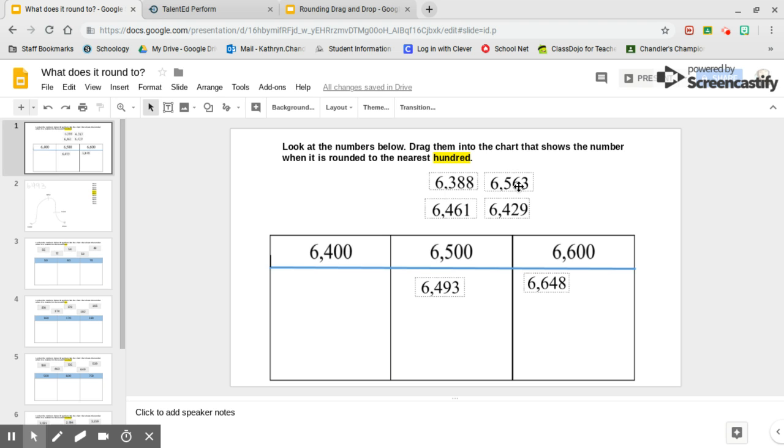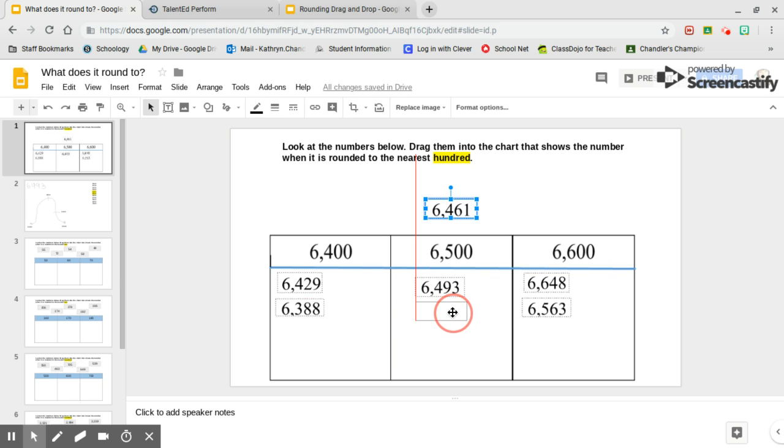6,563. Well, when I have a 60, that usually rounds up because that's above 50. So I'm going to say 6,563 is going to round to 6,600. 6,429. That's going to go down to 6,400 because 29 is a lot closer to 0 than it is to the next 100. 6,388 is actually going to go up to 6,400 because 88 is a lot closer to 100 than it would be to 0, so it's closer to 400 than 300. And then 6,461, that is going to round up to 6,500.